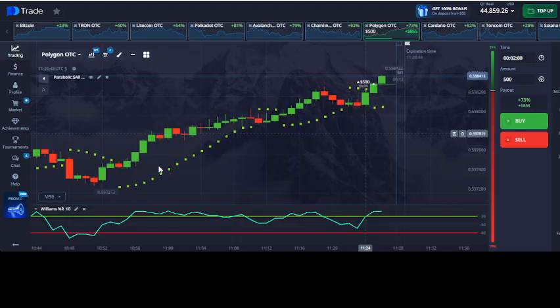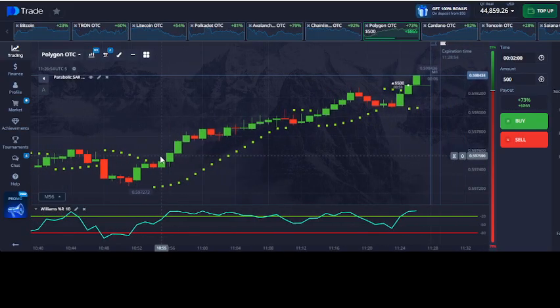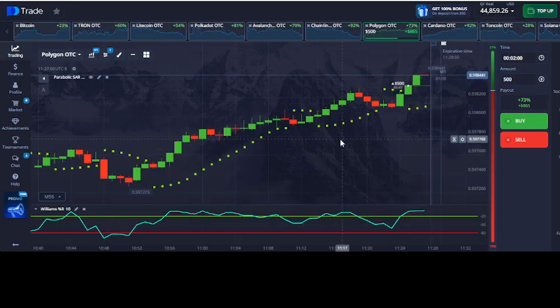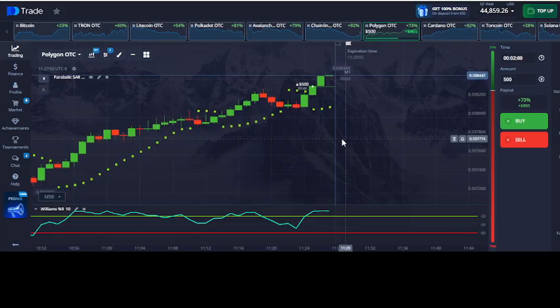We're trading with the trend here. The price action is showing us this strong bullish momentum here. So we want to trade with the trend. I'm trading with the trend here. And let's wait for the 2 minutes to expire.